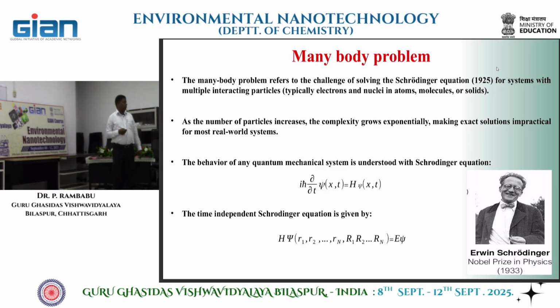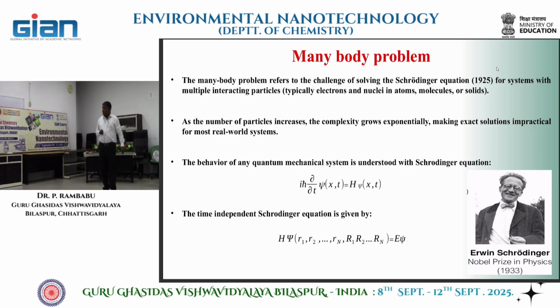So now I come to the many body problem. So what is the many body problem? We know the Schrodinger equation. Schrodinger gave the time dependent and time independent Schrodinger equations in 1925, which give us H psi equal to E psi. What is H? H is the Hamiltonian of the system, which is nothing but kinetic energy plus potential energy.